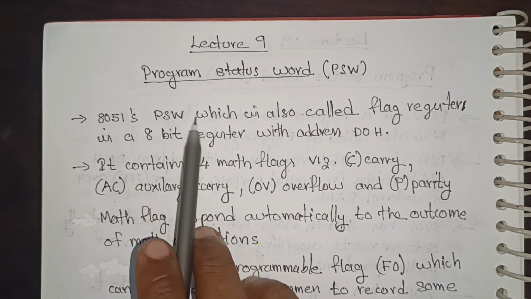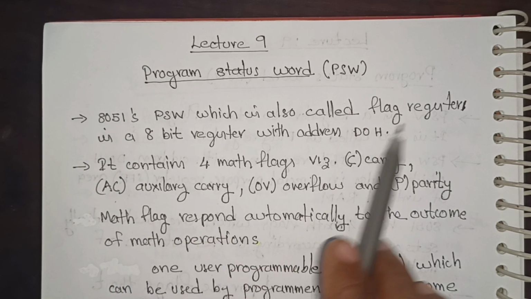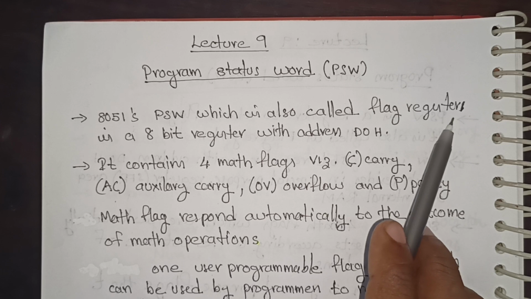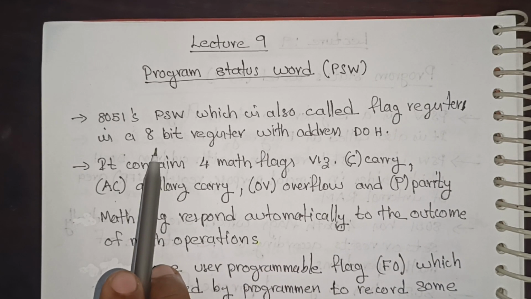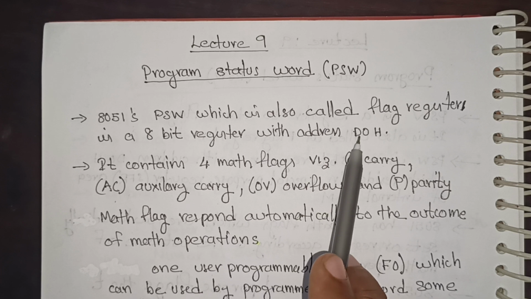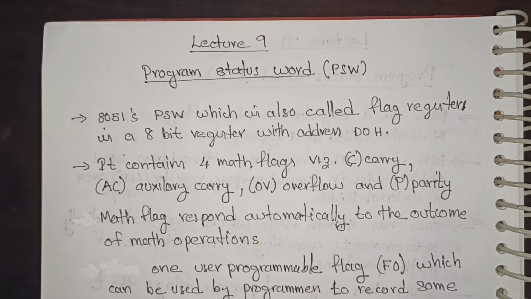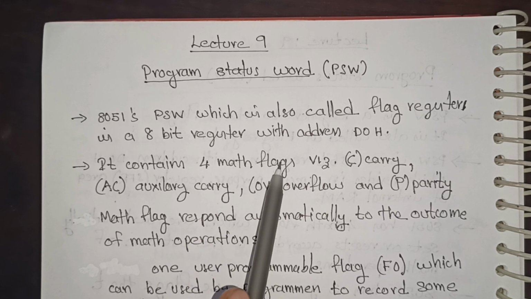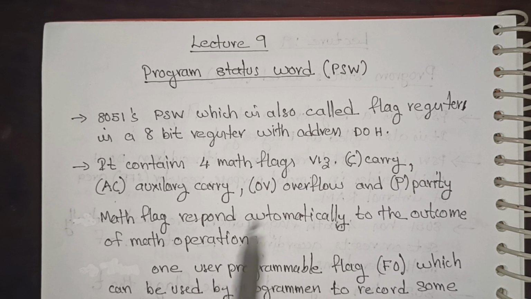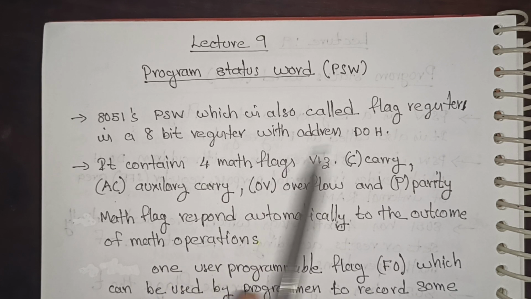8051's PSW, Program Status Word, is also called the flag register. It is 8 bits wide and its RAM address is D0H. It has 4 math flags. A math flag is the outcome of a mathematical instruction. It is automatically set by the outcome of mathematical operations like addition, subtraction, etc. So we have 4 math flags.